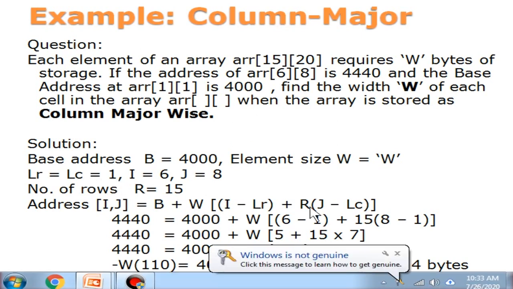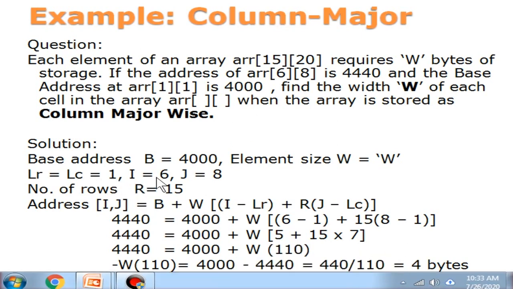Both are 1. Now you are going to find the I value and J value. You can see that the address of the element is given, that is 6, 8 is given here. So I value is 6, and J is 8. And 4440 is the address you found. So you have to write it as it is, and the row value should be found. So this is the row value, that is 15 is the row value. Okay, directly given, you have to use it. So all those elements have been found.